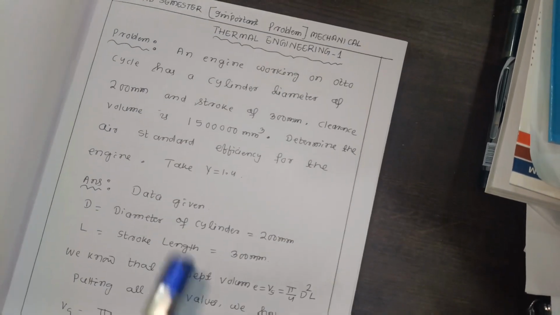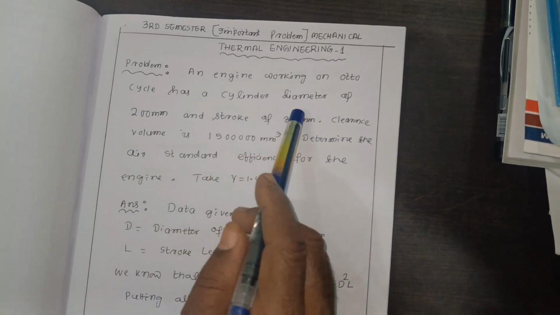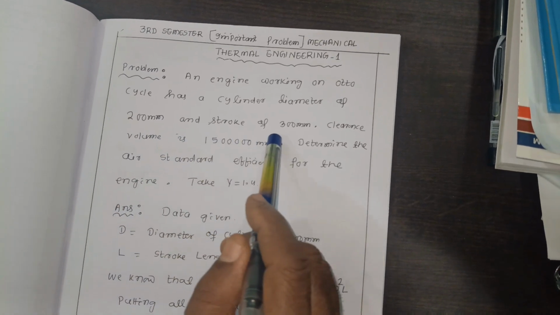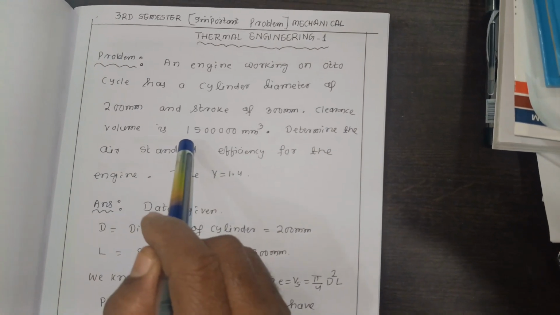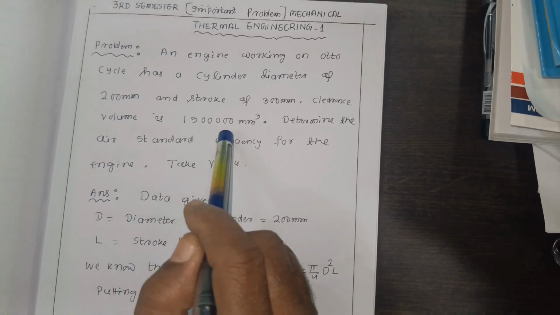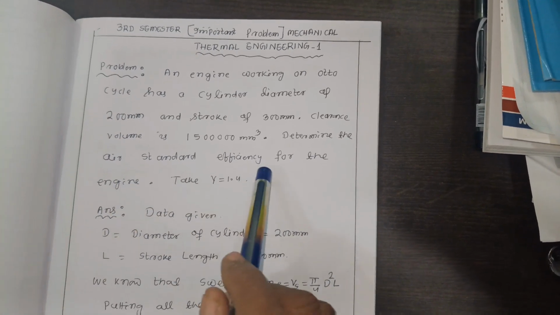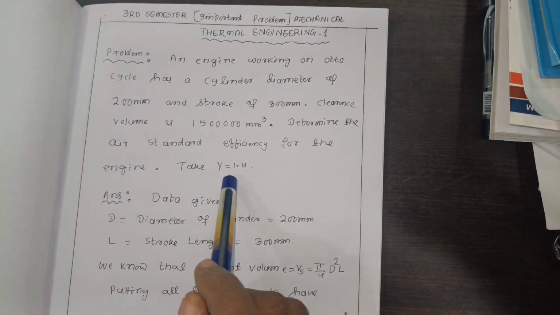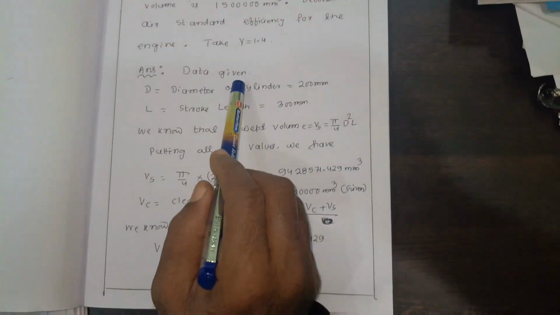An engine working on Otto cycle has a cylinder diameter of 200 mm and stroke of 300 mm. Clearance volume is 1550 mm3. Determine the air standard efficiency for the engine. Take gamma is equal to 1.4. First of all, data given.